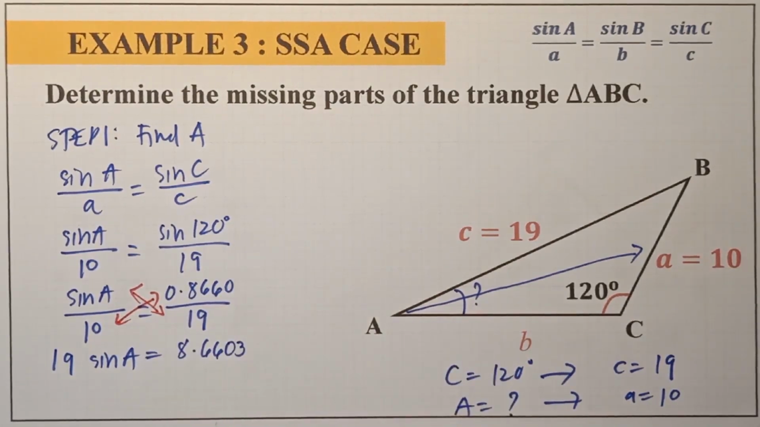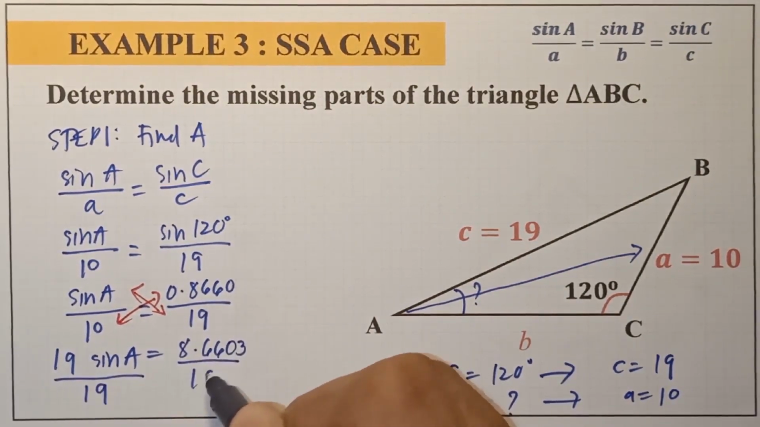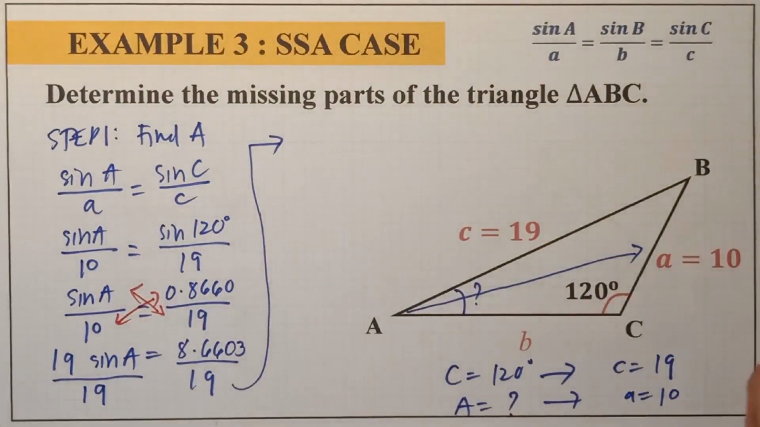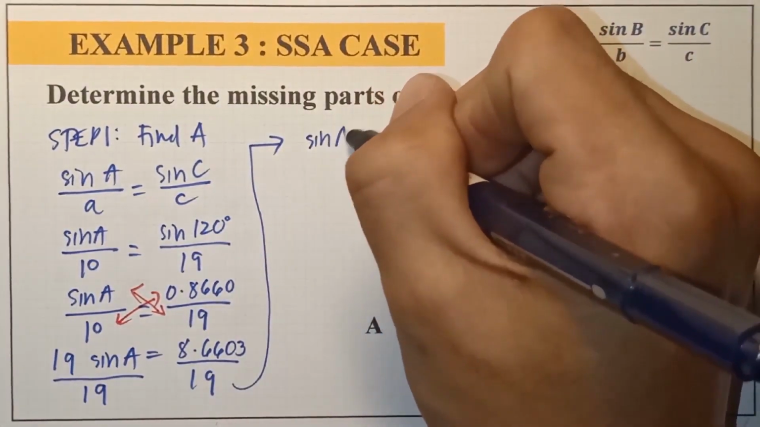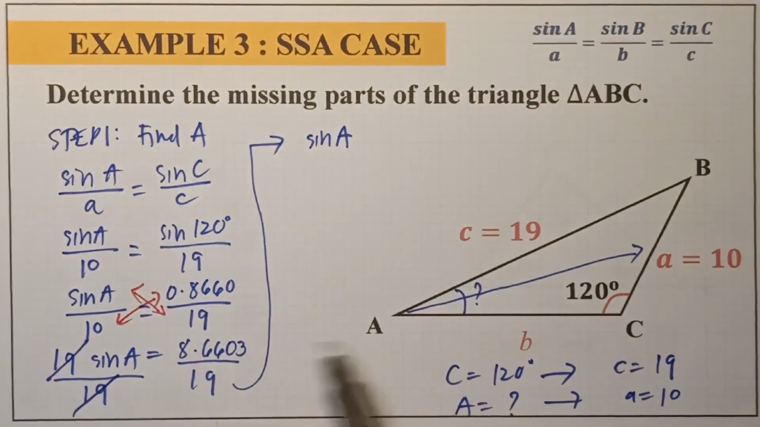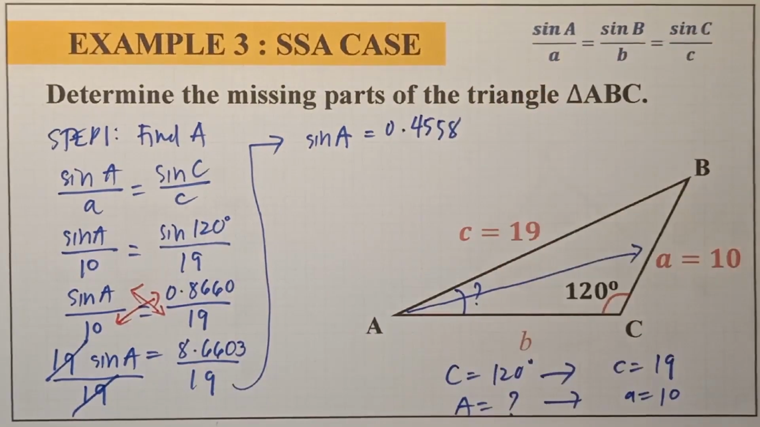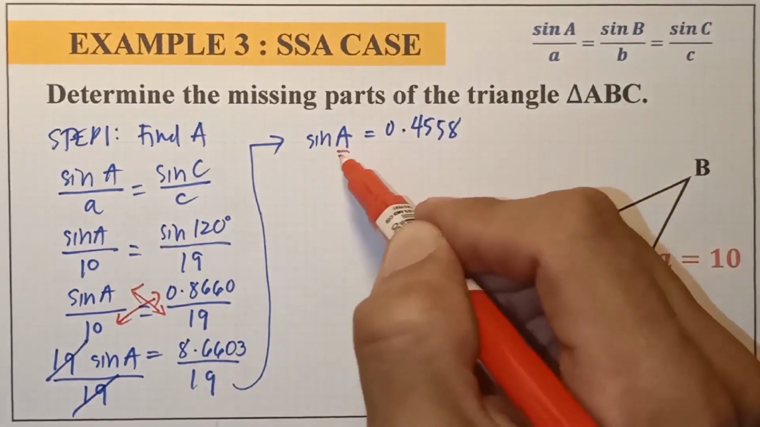The next will be, we will divide both sides by 19. The result here is sine A, because we can cancel that one, or we can divide it, that will become 1, is equal to, as we divide 8.660 over 19, the result here is 0.4558.